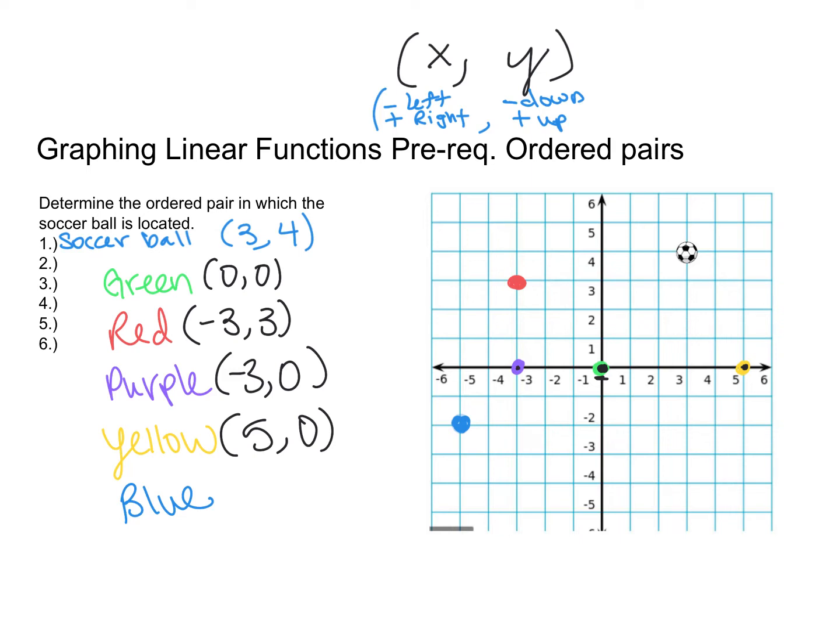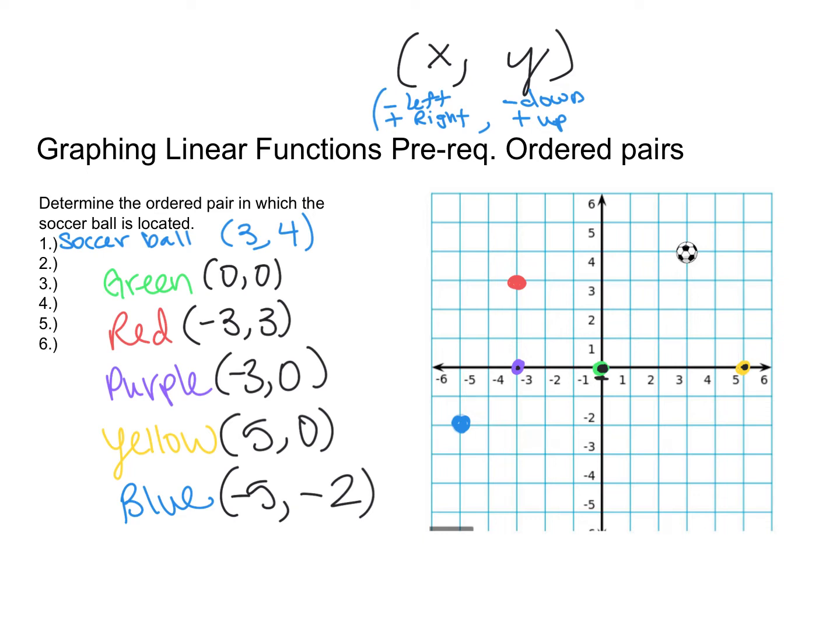And then last but not least, I have blue. For blue, I would have to travel to the left 5, so that would imply a negative, and then down 2 would also imply a negative. Are there any questions on the ordered pairs? I'm going to show you on my labs how when you do the linear functions, you actually have to click on the ordered pair for it to accept it. So it's really important that we know our ordered pairs.